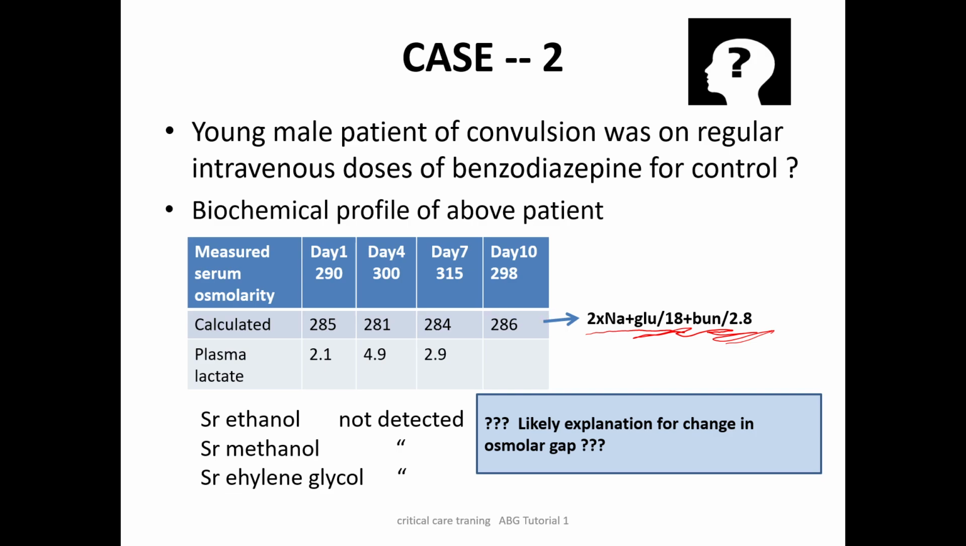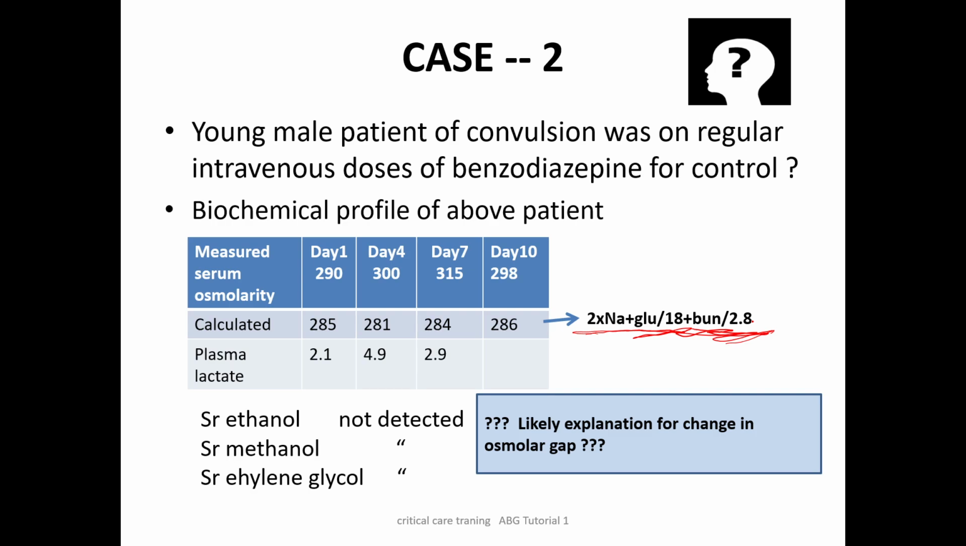And what is the likely explanation for the change in osmolar gap? Whenever there is an increase in osmolar gap, there are additional osmoles which are not taken into this calculation. Here we should check for ethanol, methanol and ethylene glycol. These are the tests that should be done to detect an additional osmolar gap. Now we sent ethanol, methanol and ethylene glycol in this patient. This is not detected. There is something else.